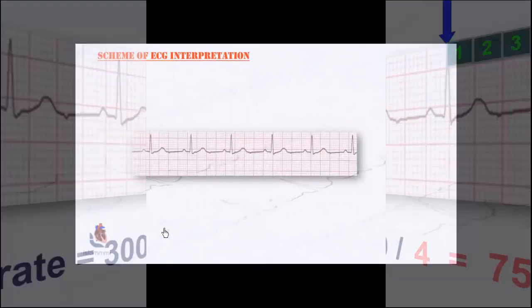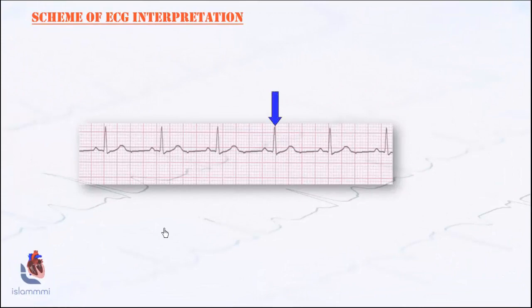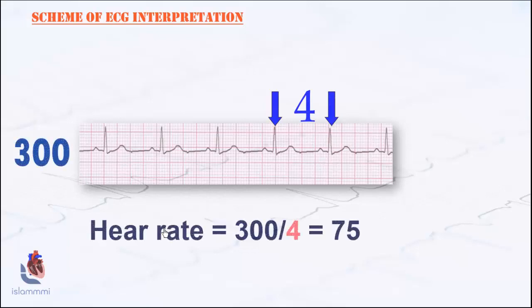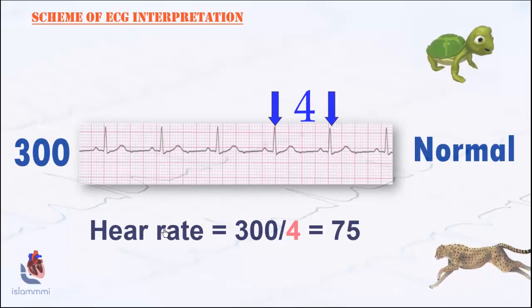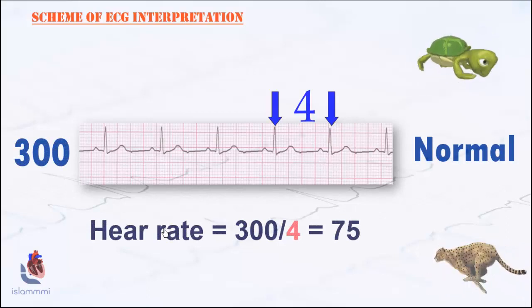So let's take another example. Again, this is located here, and this is the next R wave. How many boxes in between do we have to count? It's 4. 300 divided by 4 is 75. Let's take another example. So is this normal or abnormal? It's normal. So it's not a turtle or a cheetah.